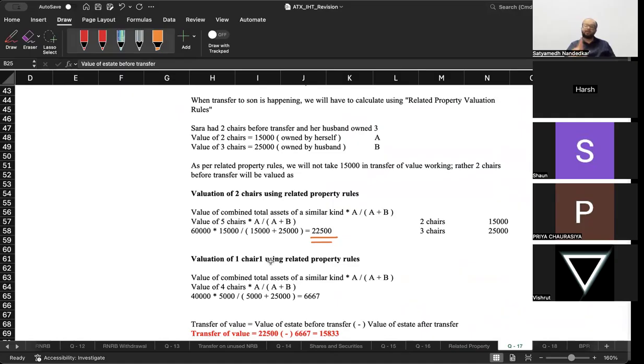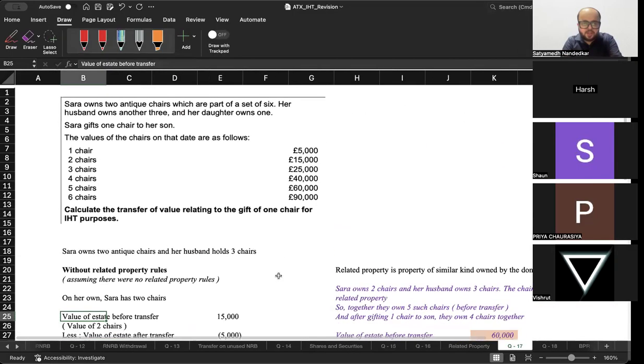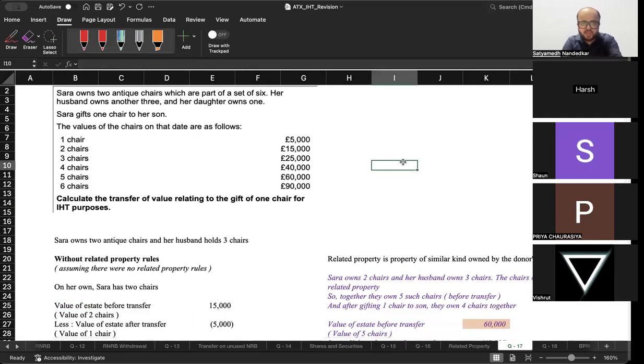How will you calculate the value of one share using related property rules? You take the total value of assets of a similar kind. मतलब after the transfer, she gave one asset to her son, right? She gave one chair to her son. अभी उसके पास कितना बचा? एक बचा. हस्बैंड के पास कितना बचा? तीन बचा. सो टोटल असेट्स ऑफ अ सिमिलर काइंड रिलेटेड प्रॉपर्टी कितना है? चार. चार में से एक का वैल्यू निकालना है. वैल्यू ऑफ कंबाइंड टोटल असेट्स ऑफ अ सिमिलर काइंड, चार चेयर का वैल्यू है 40,000. ठीक है.